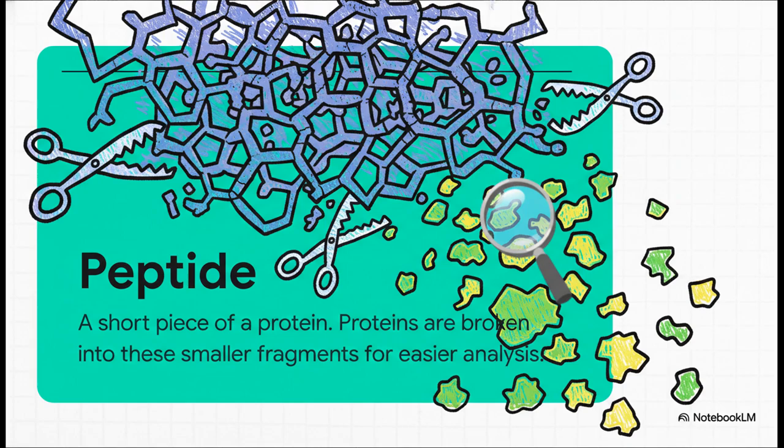Now, here's where things get really clever. Proteins are huge, complicated molecules, and trying to identify them all in one piece is, well, incredibly difficult. So what scientists do is they use enzymes like molecular scissors to chop those big proteins up into smaller, much more manageable fragments. And these are called peptides.